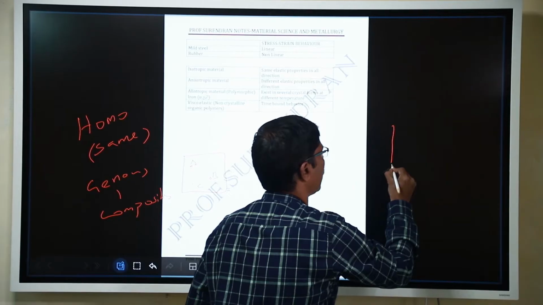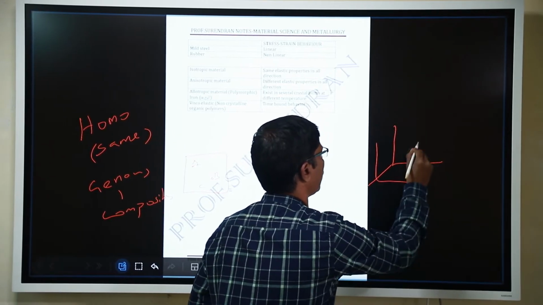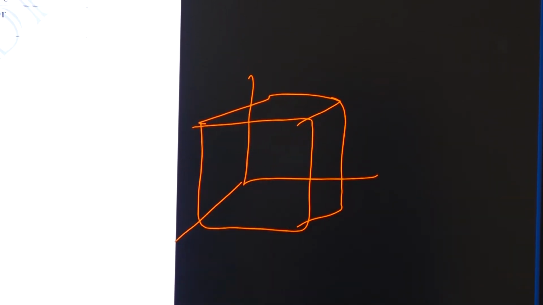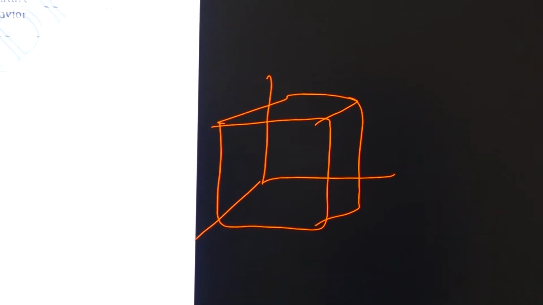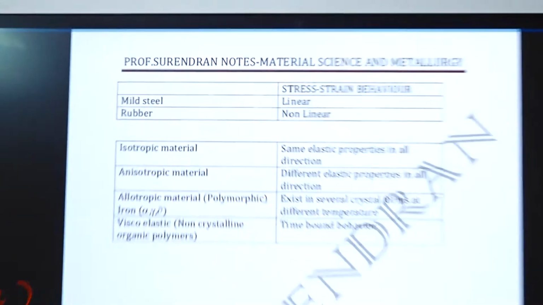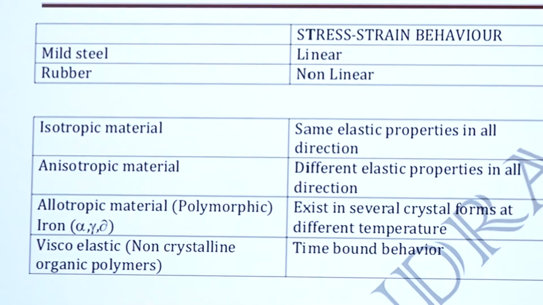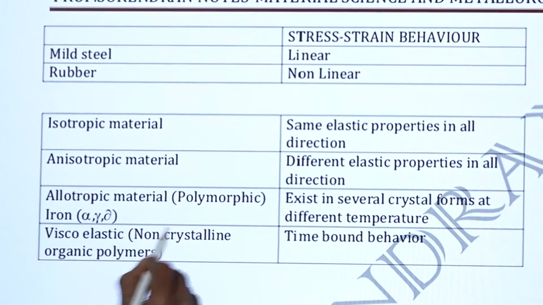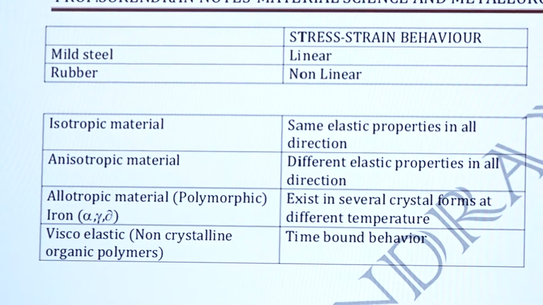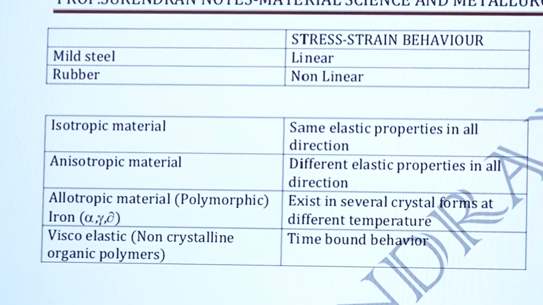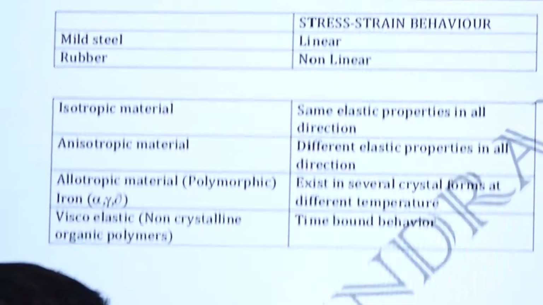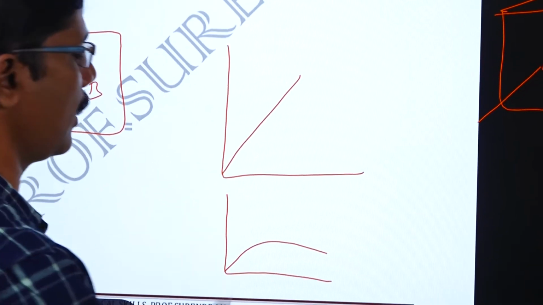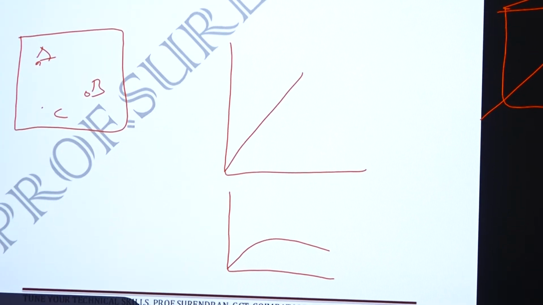And we are having isotropic material. Isotropic is a directional property. In all directions, the product has the same property, and it is called isotropic material. Different properties in different directions mean anisotropic material. And viscoelastic property is a time-bound behavior. It can be observed in non-crystalline organic polymers. When we see the stress-strain behavior, mild steel is linear and rubber is non-linear.